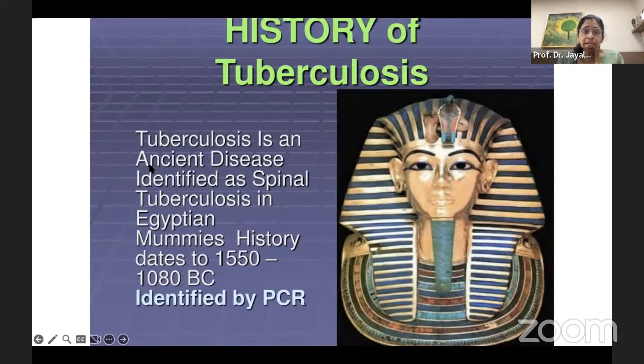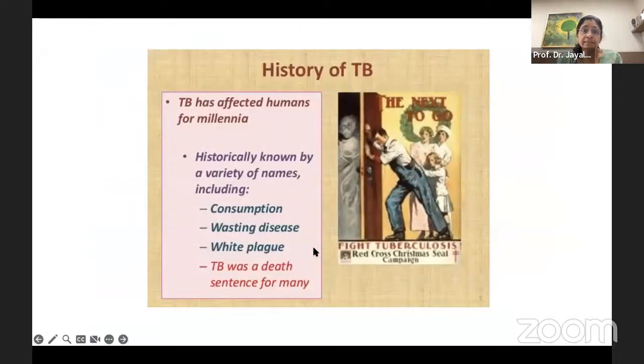So tuberculosis is an ancient disease. Even spinal tuberculosis has been identified in Egyptian mummies, and the history dates to 1550 to 1080 BC. It has been identified by PCR that even in these mummies there were actual tuberculosis germs present. So this is not a new disease, it is a very ancient disease. Historically it is called consumption, wasting disease, white plague. It was a death sentence for many in the Western countries as well.